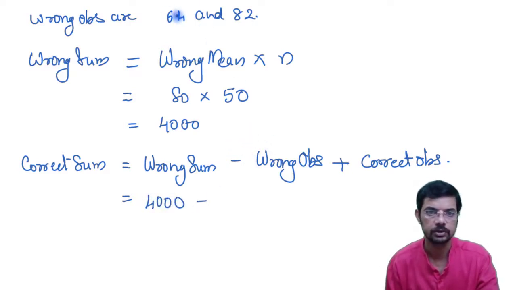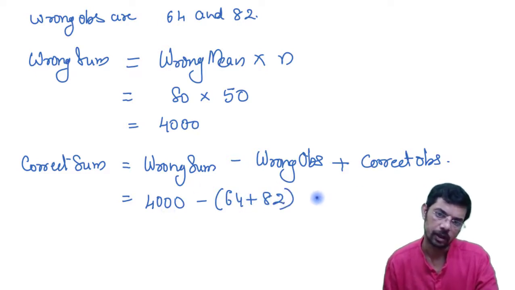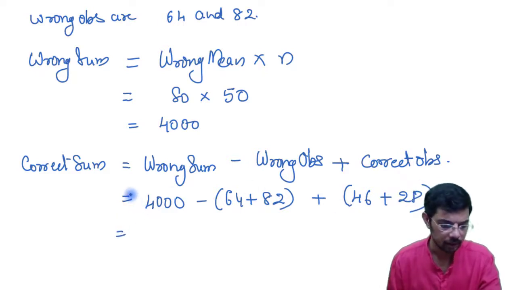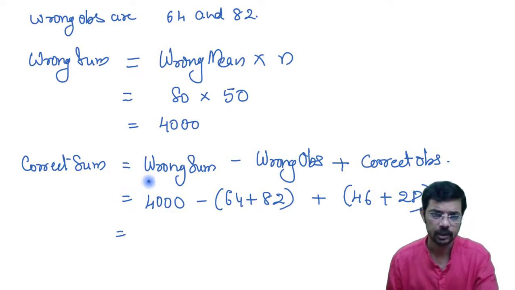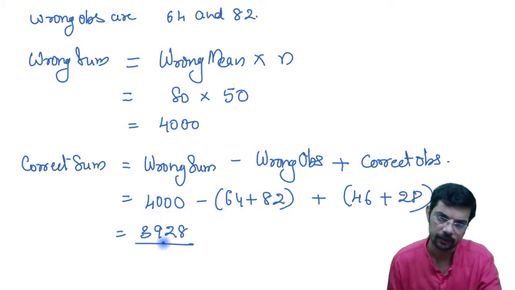Which are the wrong observations? 64 and 82. So we'll add the sum, that is 64 plus 82. Both of them will be removed. And we will add in the correct observations, 46 and 28. We will add them. So finally, what we get is the correct sum. The correct sum becomes 3928. This is the correct sum.